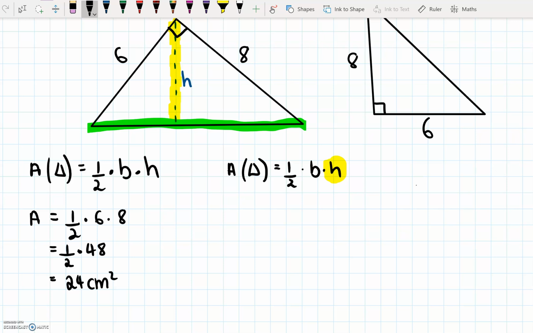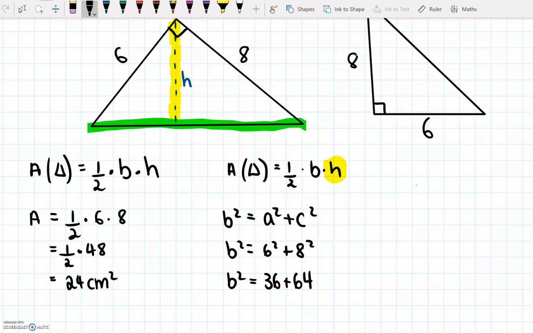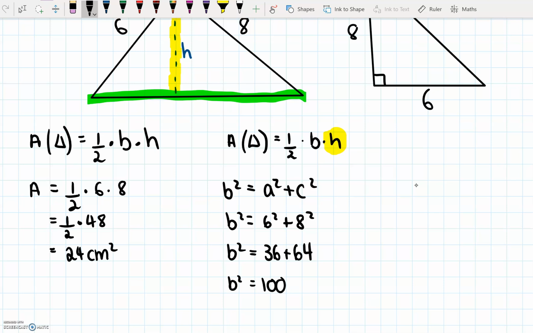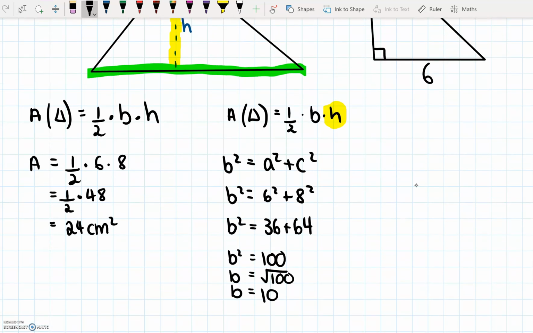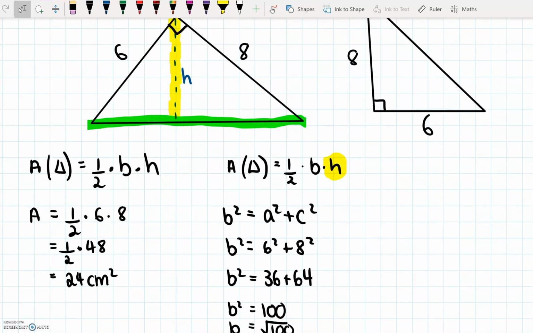Okay, now, that base, we can use Pythagoras to work this out. Okay, so the base is the hypotenuse of our second triangle. So we can say b squared, because this time it's our base, is equal to a squared plus c squared. Let's just call them a and c for the moment. Okay, now a is 6 squared plus c is 8 squared. Okay, so b squared is equal to 36 plus 64. B squared is equal to 100. So b is equal to the square root of 100. B is equal to 10. Okay, so we know now that our base here is equal to 10.